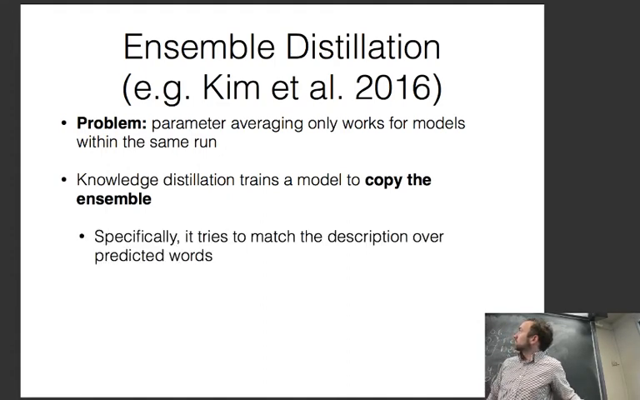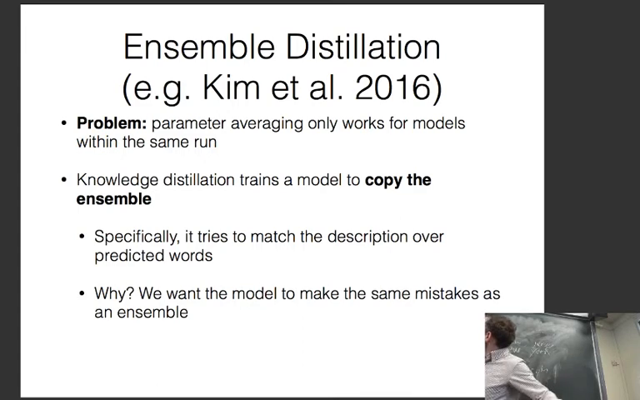Specifically, it tries to match the distribution that the ensemble predicts. We basically want the model to make the same correct predictions, and the same mistakes, as the ensemble. The idea is we have this big ensemble, which is called the teacher, and a smaller model called the student. Based on some data, we make a prediction of a probability distribution from the teacher. Then when we optimize the student, we use the cross entropy loss over this probability distribution in the student.